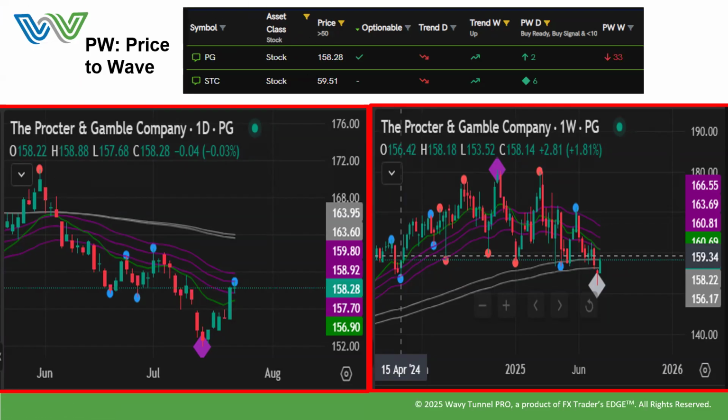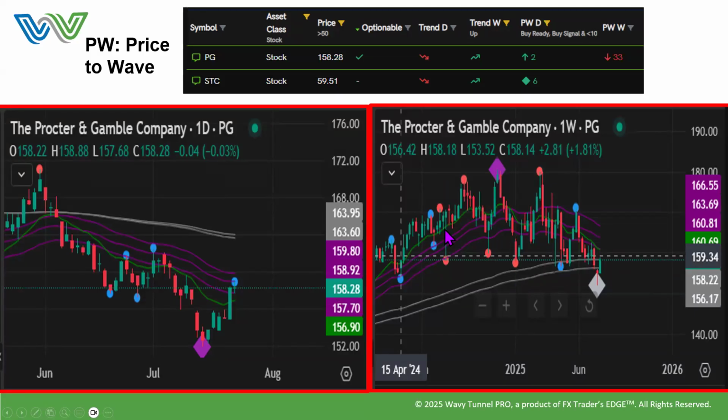So this is Procter and Gamble, and again, you can put these moving averages on your charts yourself. The daily is on the left, the weekly is on the right. Notice what I'm looking for here. I want to see that the weekly trend is up and that the daily trend is down for this price to wave signal. I want the tunnel on the weekly to have my back if I'm going to be buying anything.